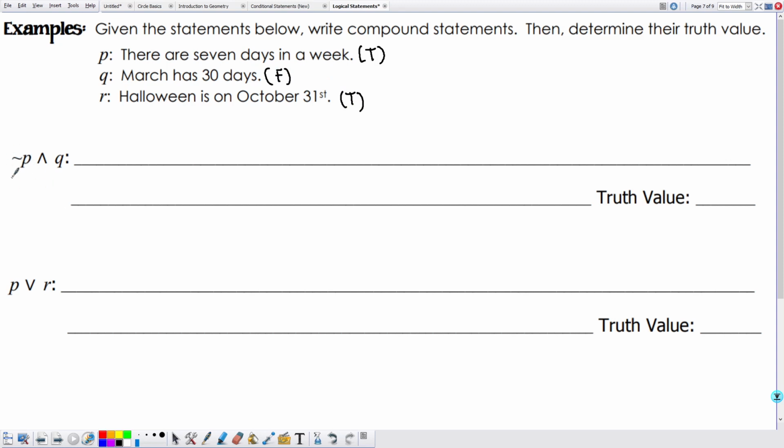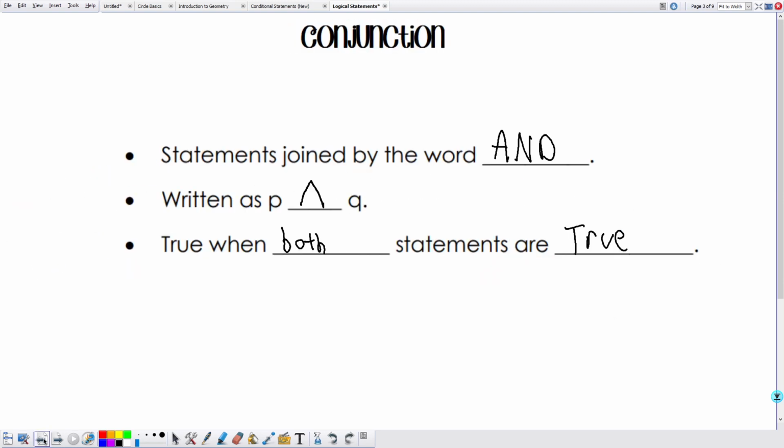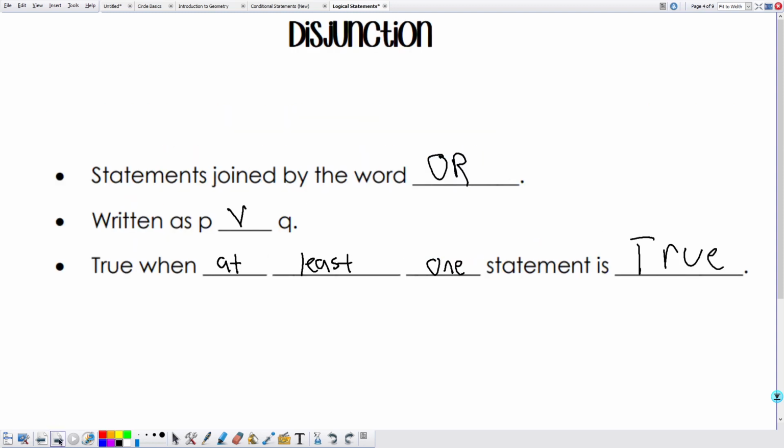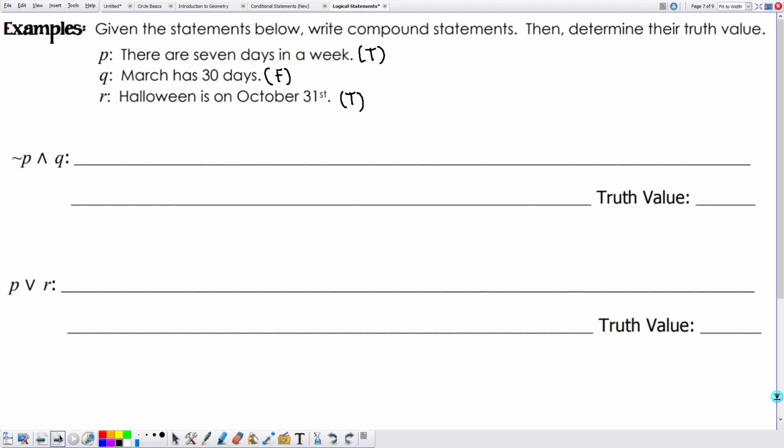As we can see, we have that little squiggly line, so that means that's going to be a negation, not P. We have the up arrow, which signifies we're using a conjunction, and then we have the statement Q. So the squiggly line with the P, if we go back to our definitions, this was the negation, where we want to write a statement that has the opposite truth value, typically associated with the word not. So let's look and see what we can do.